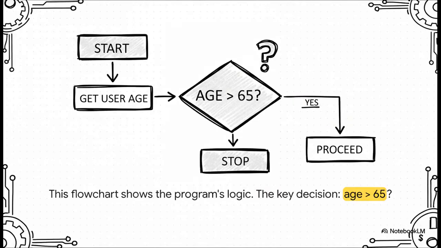Okay, so check this out. This flowchart here is basically a map of the program's brain. You can see how it works, right? It starts, it gets the user's age, and then bam, it hits that diamond shape. That's the decision point. And right there, it asks one simple yes or no question. Is the age greater than 65?